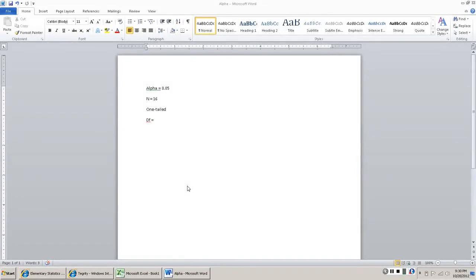Okay, we are going to talk quickly about how to find a one-tailed test using Excel. Now what we're going to do is we've got an alpha of 0.05, so that would be a confidence interval of 95%. We have n of 16, and we want to find a one-tailed critical value. Now since our n is 16, our df is 16 minus 1, or 15. Those are the facts we need to know.